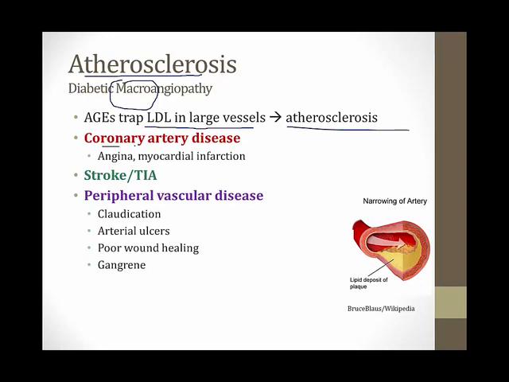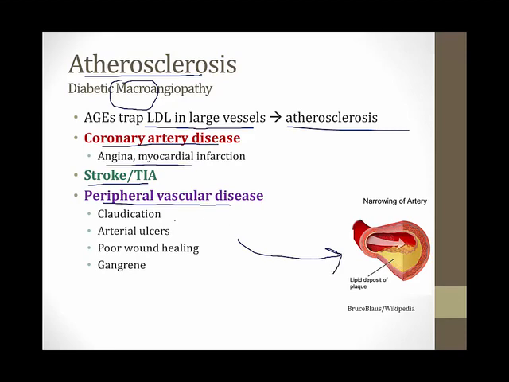They have increased rates of coronary artery disease like angina and myocardial infarction. There are more strokes and TIAs among diabetics. And finally, many diabetics have peripheral vascular disease. This is where there is narrowing of blood vessels, as is shown in this picture, in the arteries that supply blood to the extremities, especially the legs.